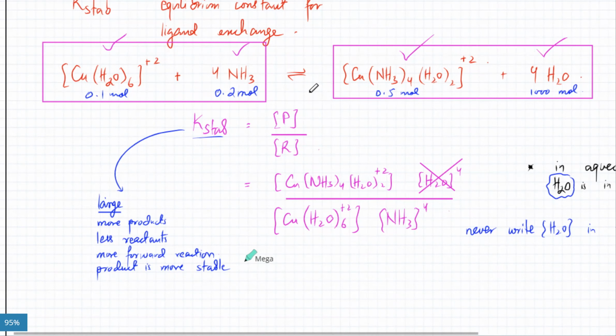The next thing is, I mean, the vice versa, it's the opposite. If it's small, then that would indicate that there would be more reactants.